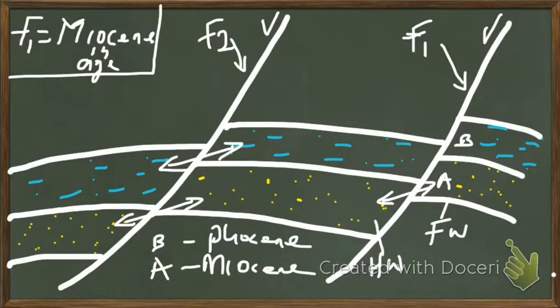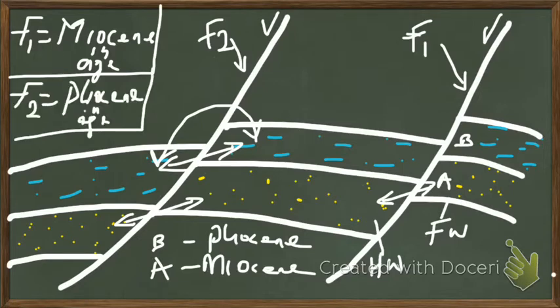However, for bed B, we see that as we go from the foot wall to the hanging wall, there is a significant change in thickness, and that tells us that fault 2 was active at the same time that bed B, or unit B, was being deposited. So in other words, fault 2 was triggered during the Pliocene.